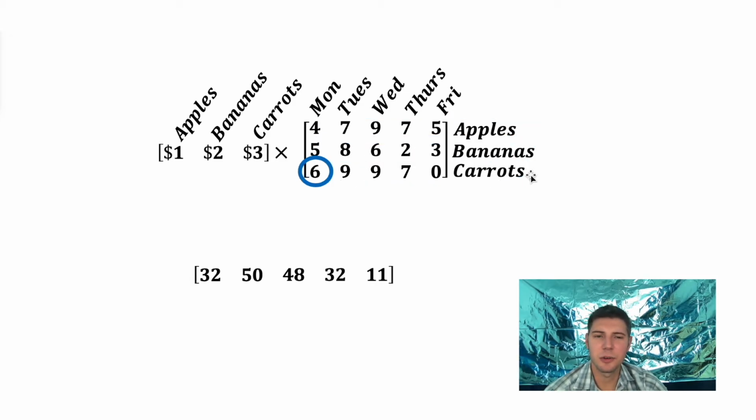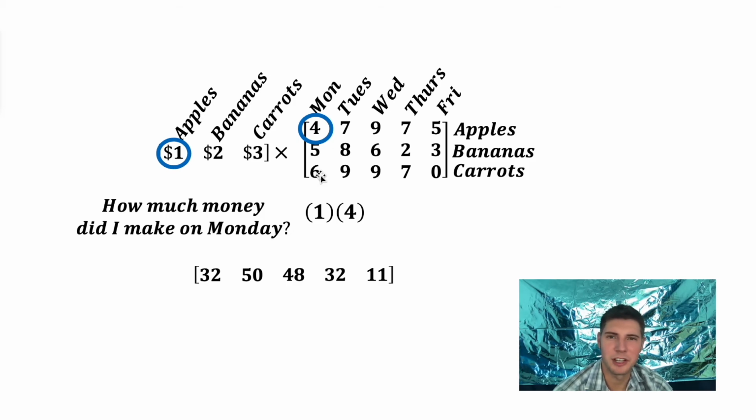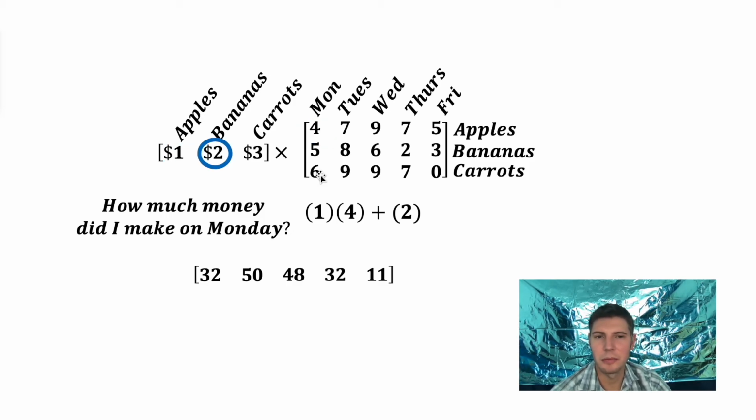So what this 6 right here means is that on Monday, we sold 6 carrots. This 8 means on Tuesday, we sold 8 bananas. And this 9 means that we sold 9 apples on Wednesday. So how much money did I make on Monday? Well, I would take the $1 I get for every apple times the 4 apples I sold, plus $2 for every banana times the 5 bananas that I sold, plus $3 for every carrot times the 6 carrots that I sold. 1 times 4 is 4, 2 times 5 is 10, and 3 times 6 is 18.